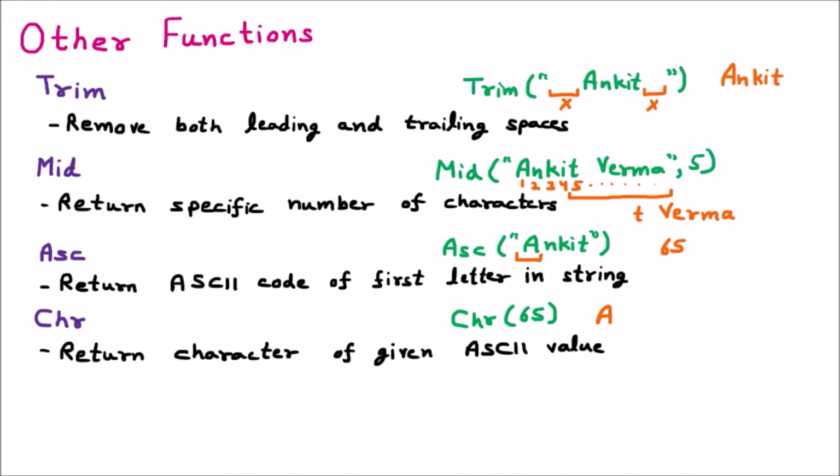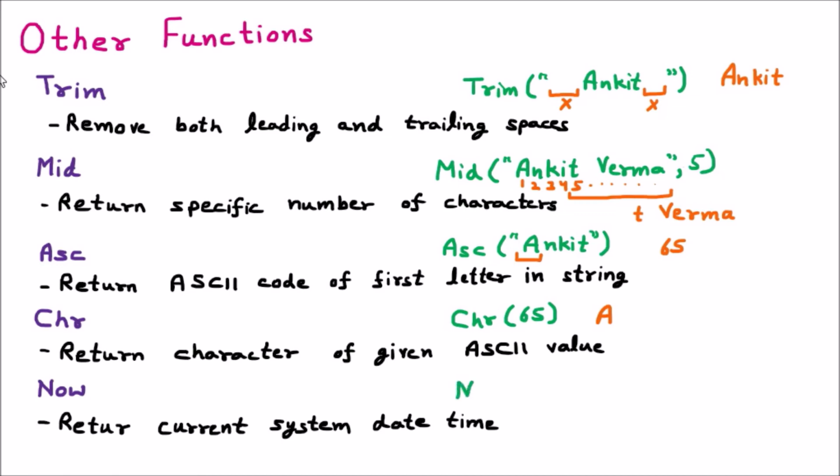Now the next function is the now. This function is going to return the current system date and time. If we are writing here simply now and we are passing the bracket here, this is going to return the date and time. Suppose today's date is 06, then 10, then 2021. So that is today's date. And the time may be 11:31:54, so it is going to return this. Now these are all the other functions.